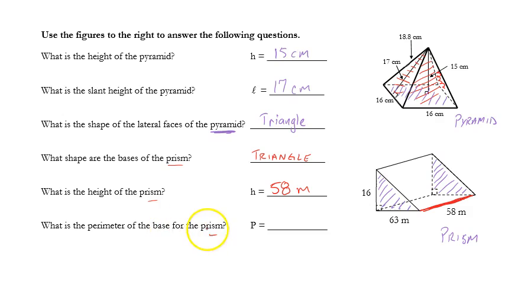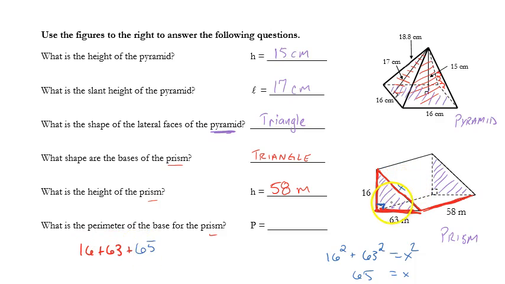And then the perimeter of the base for the prism, this is the one where we actually will have to do a little bit of calculation, because when I'm talking about the perimeter of the base, again, the base is my triangle. So I want the perimeter of that. Well, it's 16 plus 63 plus, we've got to figure out our third side length. This is a right triangle, so I'm going to use the Pythagorean theorem. Leg squared plus leg squared equals, that's my hypotenuse, I'll just call it x for now, x squared. And when we solve this, we wind up getting x equal to 65. So I take that 65 and add it for my perimeter, and I get 144.